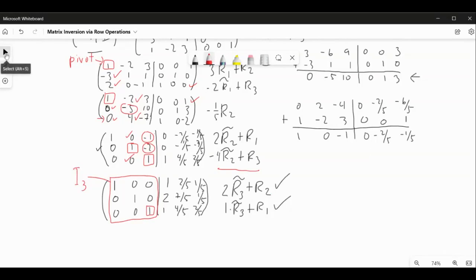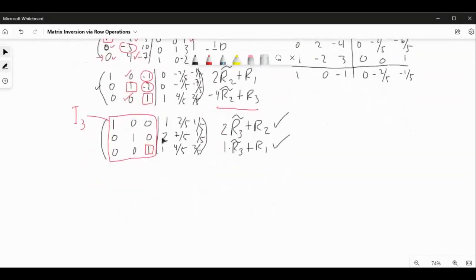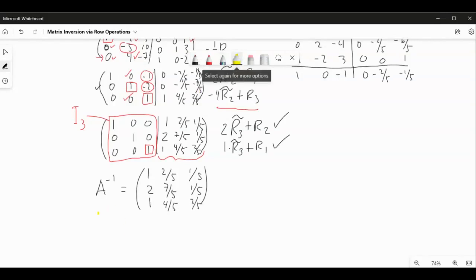and the square matrix that we have on the right side, which is this, will now signify exactly what the inverse of the matrix A will be. So A inverse will now be equal to 1, 2 fifths, 1 fifth, 2, 7 fifths, 1 fifth, 1, 4 fifths, and 2 fifths. And this is the inverse of our given matrix.